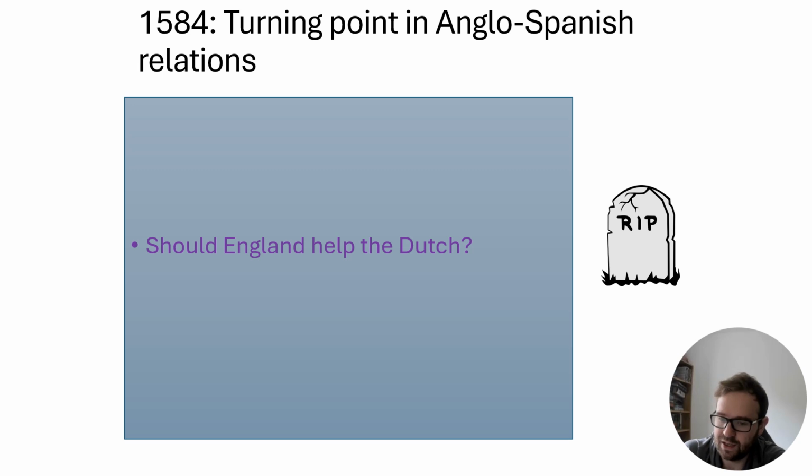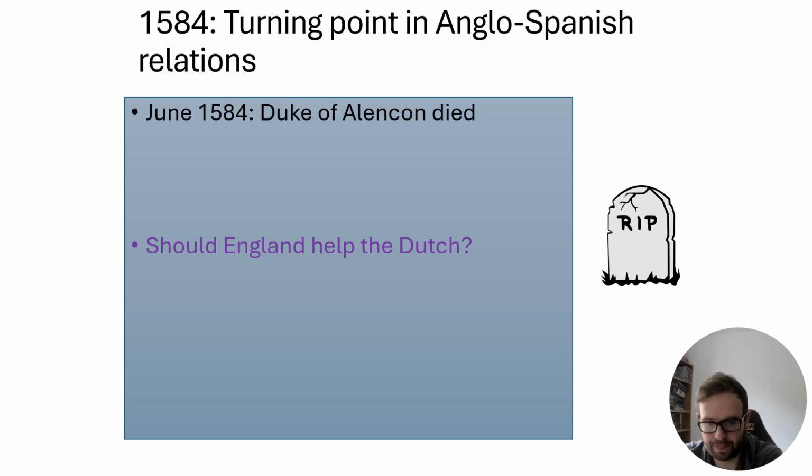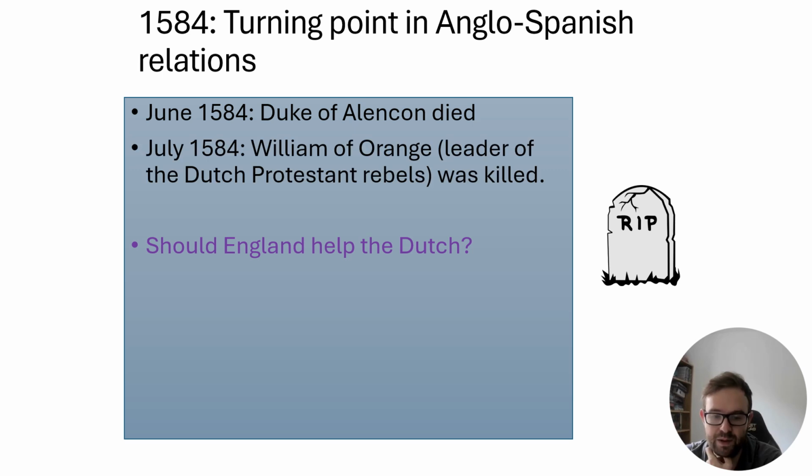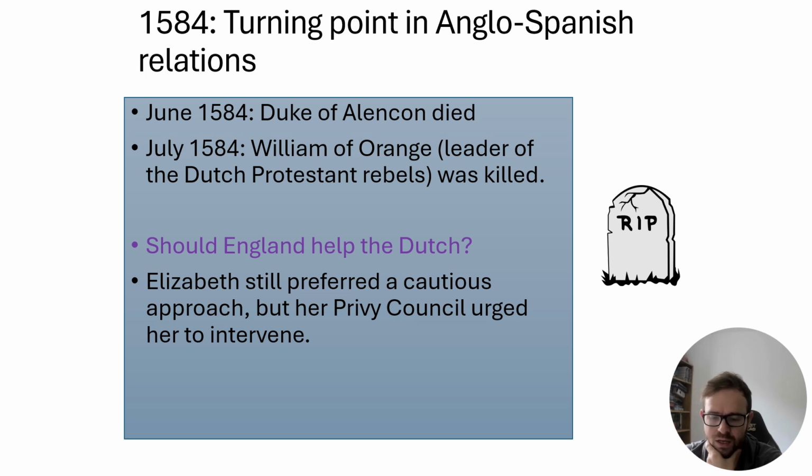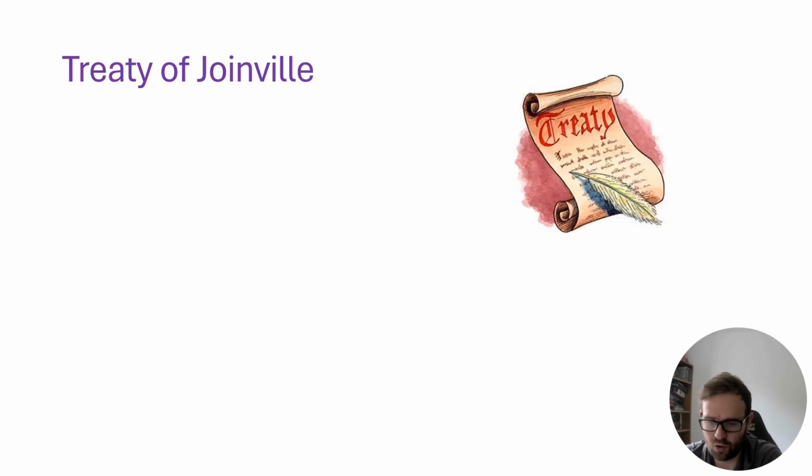84 is really the worst year because the Duke of Alençon dies, one of the main commanders attacking the Spanish. Then William of Orange, don't worry about him, but he was the leader of the Dutch Protestants. He's killed. So all the rebel leaders are being killed. Elizabeth still needs to be careful up until this point. And think about how we connect topics.